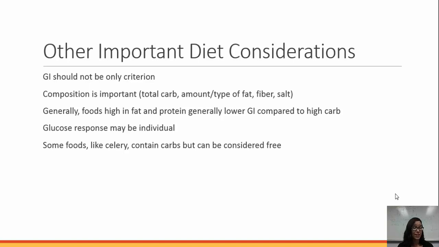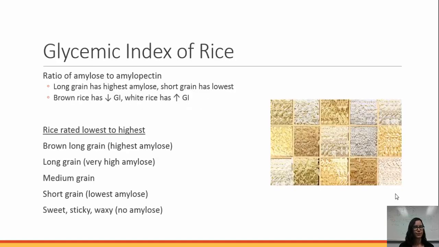Glucose response can also be variable for each individual. I've had people who even have an increase in their blood glucose from something like a high protein, high fat food like peanut butter. And some foods that do contain carbohydrate, technically, like celery, are just considered free foods. To eat 50 grams of available carbohydrate from celery would be so unlikely or impossible. So these are considered a free food.